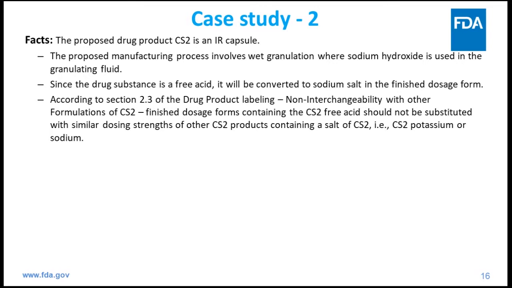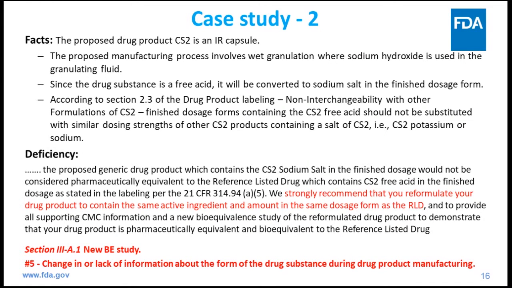All right. So the deficiency is that you propose a generic drug product containing the sodium salt form of the API, which will not be considered pharmaceutically equivalent to the RLD. We strongly recommend that you reformulate your drug product and also redevelop the manufacturing process. Of course, you need to do a new BE study, and this also indicates that the applicant is not aware of the change in the drug substance during the manufacturing process. In this case, it changed from free acid to salt form.